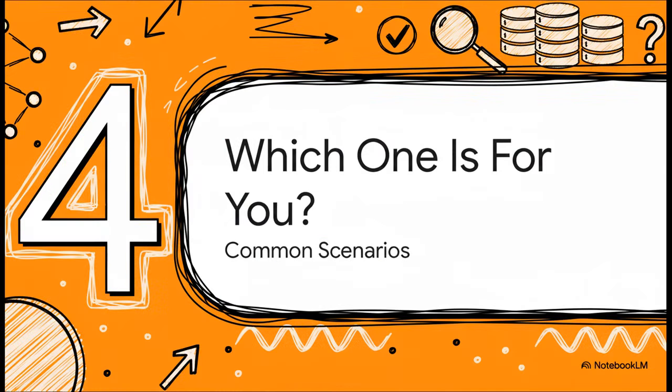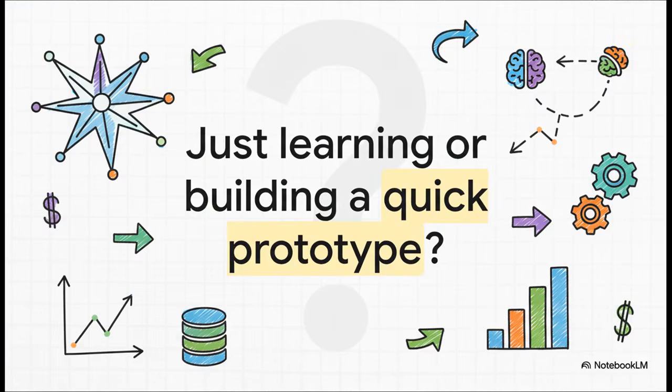So how do you actually make a decision? That brings us to Section 4, and this one's all about you. Which one is for you? Let's walk through some really common scenarios. First up, let's say you're just getting your feet wet. You're learning about vector search, maybe you're building a quick proof of concept for a weekend project or a hackathon. What do you reach for?